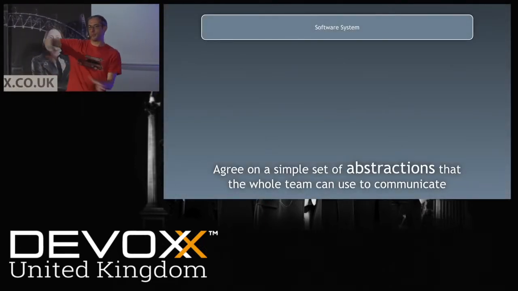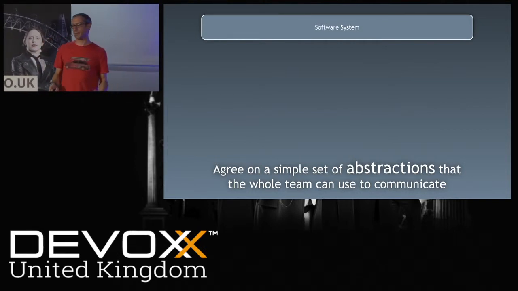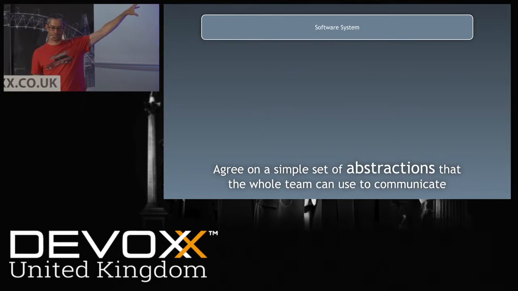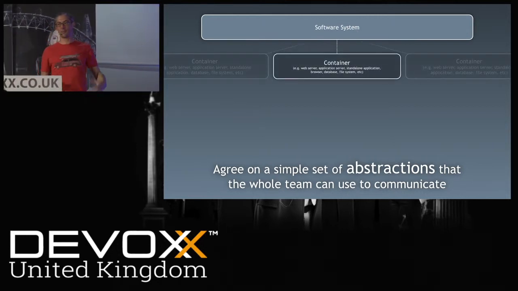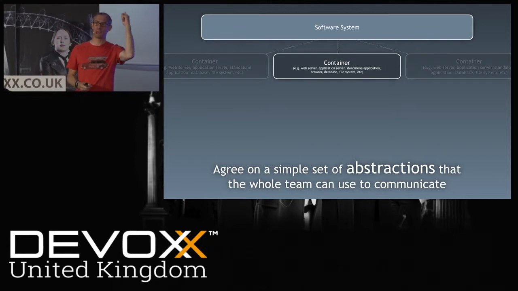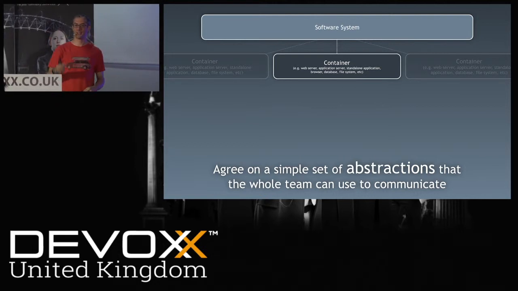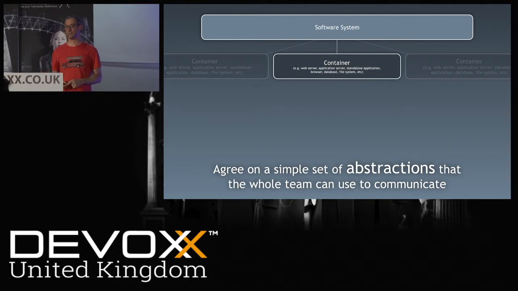So let's push the notation question to one side a second and say, well, what are these abstractions we should think about? So this is the way I do it. I think of a software system as being made up of a number of containers. A container is something that you either host code or data inside of. In real terms, it's an app on a mobile device, it's a web application, it's an application server, it's a standalone program, it's a Windows service, it's a database, it's a file system. Something that needs to be running for your system to work in its entirety.